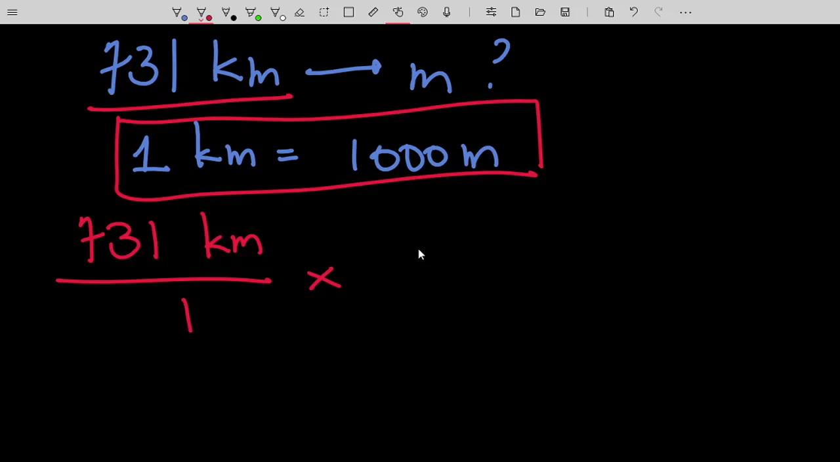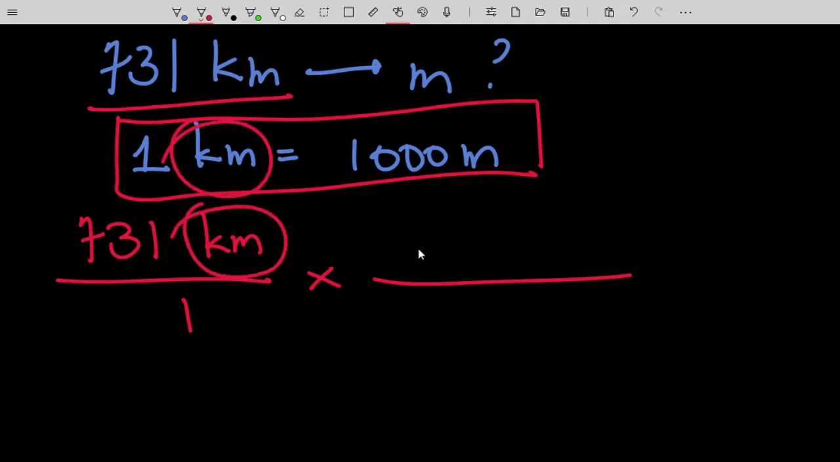Now, which of these values should go on the top or should go on the bottom? I want you to know, whenever we have same species or same kind of unit, they should be placed on opposite sides. So when we have kilometers here, your kilometer here should be placed on the opposite side, which is on your bottom.